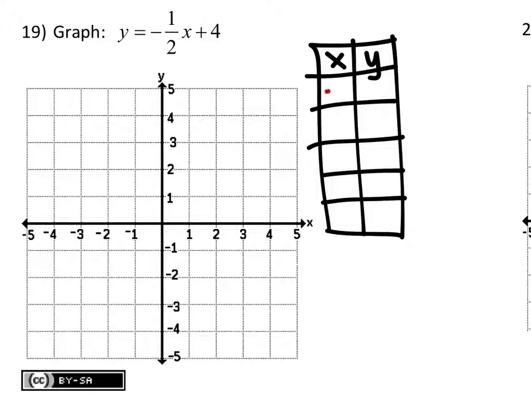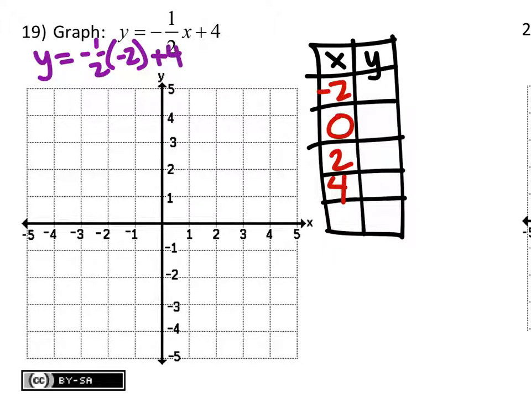So we need to choose even numbers. Like, I mean, we can look at -2. 0 is fine, even though it's not necessarily even. And then 2, maybe. I mean, yeah, if you want to use 4, that's fine. We don't want to go up to 6 because it's not on the graph. So let's take a look at these. On this one, the first one, we got y equals -1/2 times this -2 plus 4.